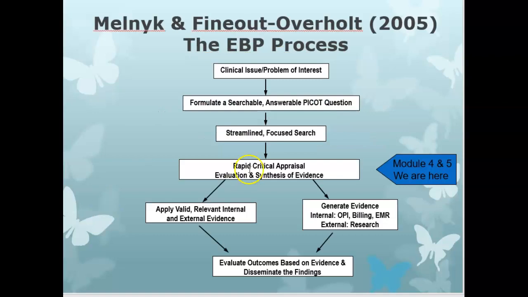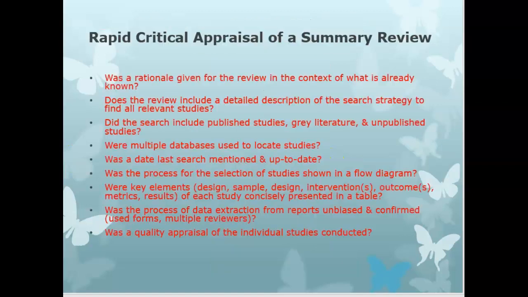All right, so here we are, rapid critical appraisal. What we need to do is assess one of the analyses. So how do you do that? You're going to take your summary review, take all the information that you got, and answer these questions. This is called a rapid appraisal. So you answer each and every one of these questions.